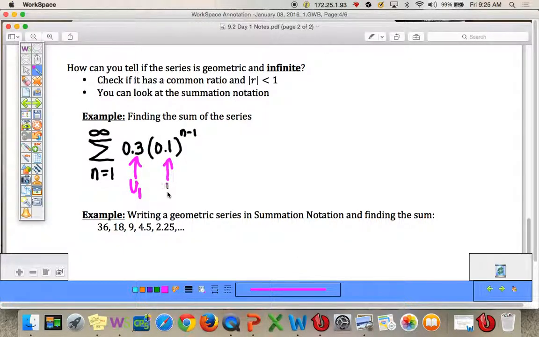Here's your ratio, 0.1. The reason why it's n minus 1 instead of n is because we're starting at the first term, not the 0 term. So we do have to take that into account and put this n minus 1. Okay, so if this is 1 right here, this will be n minus 1.